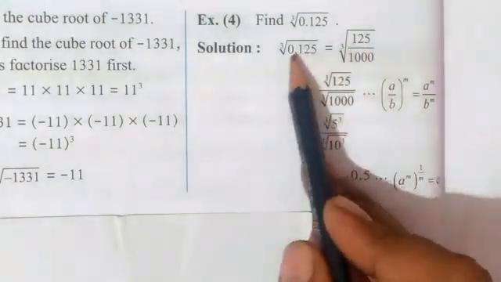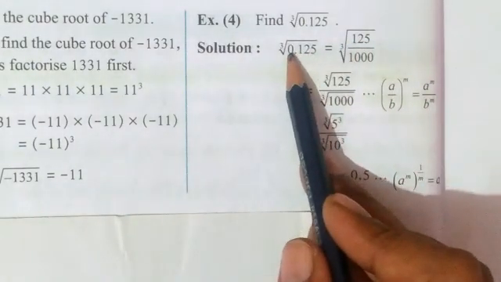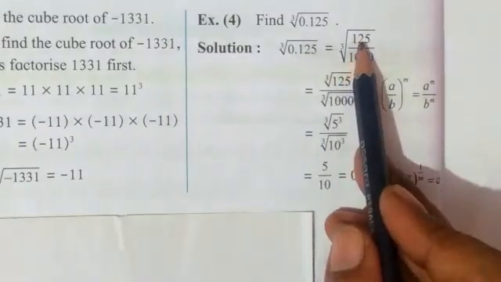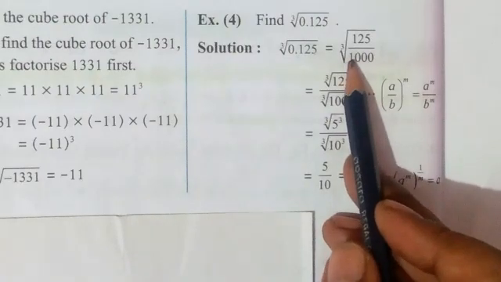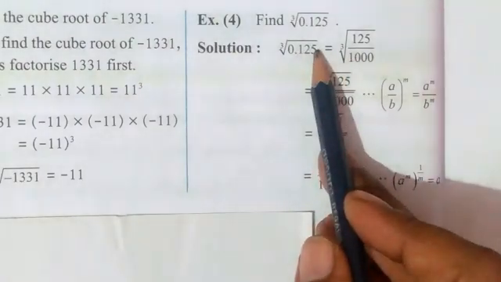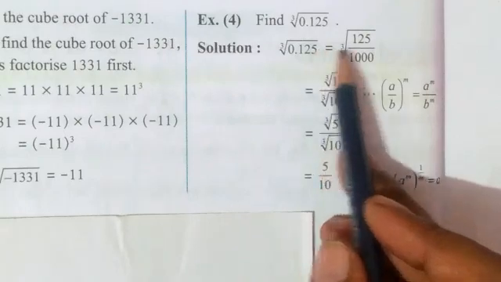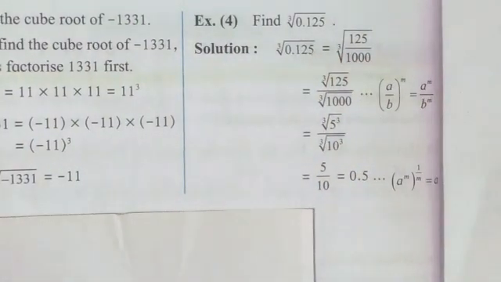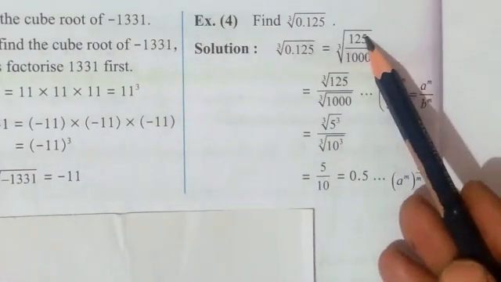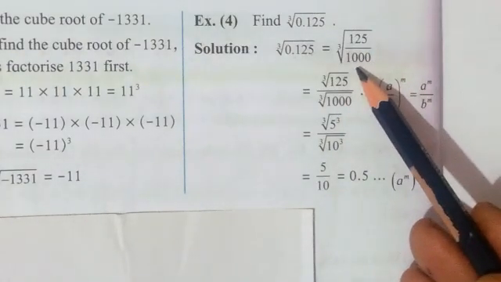So here we are going to leave this 0 and the decimal, and we will directly write the number 125, and at the denominator place we are going to put 1, and since we have shifted the decimal by 3 digits, we are going to put 3 zeros here. So we will get the rational number 125 upon 1000.